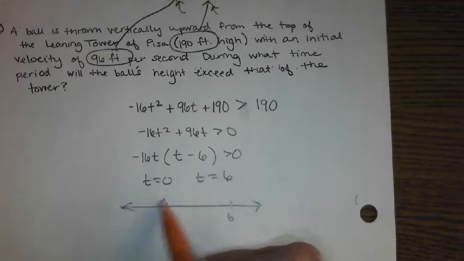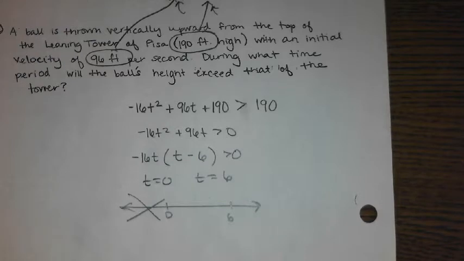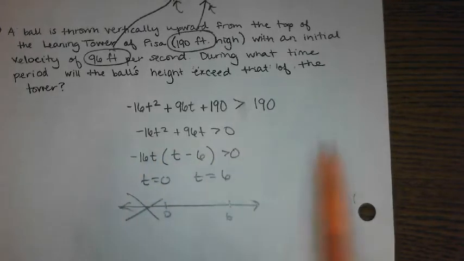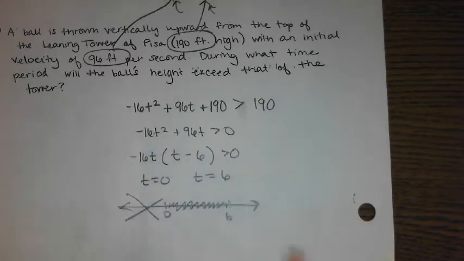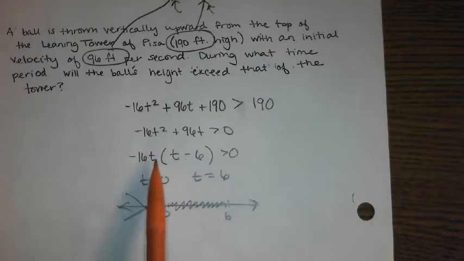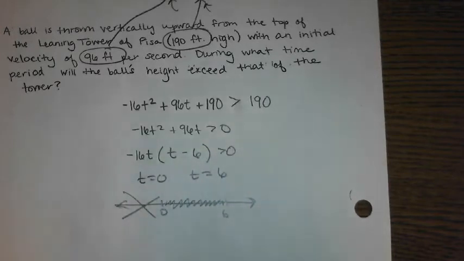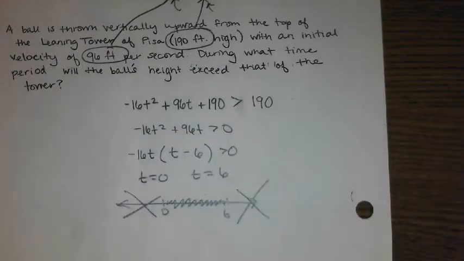There's no purpose in plugging in a negative number of seconds at all, so I'm over that. Plug in 1, I get a negative times a negative, which is a positive, so that's good. So we'd shade between there. And if I plug in 7, I'm going to get a negative times a positive, which is a negative, so that's out. This should make sense.